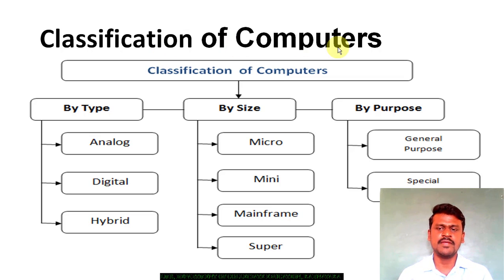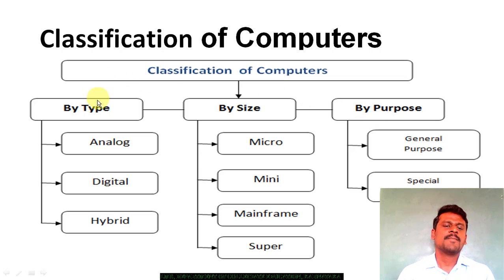Classification of computers can be done in 3 different ways, which means it is divided into 3 different types. One is classification of computers by type, another is classification of computers by size, and the third is classification of computers by purpose, right?